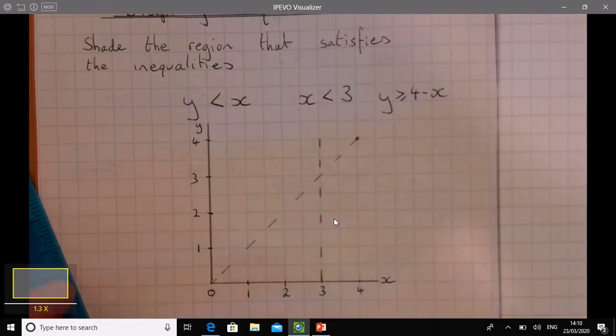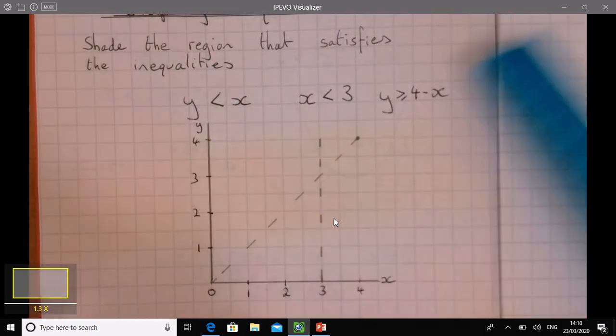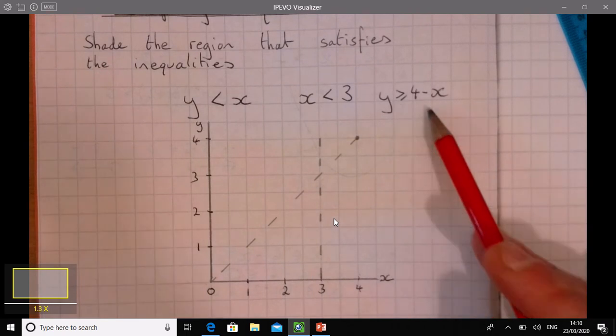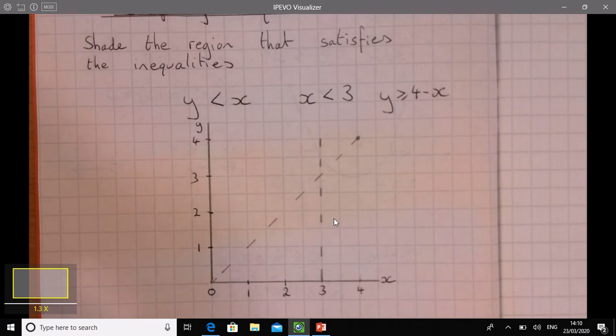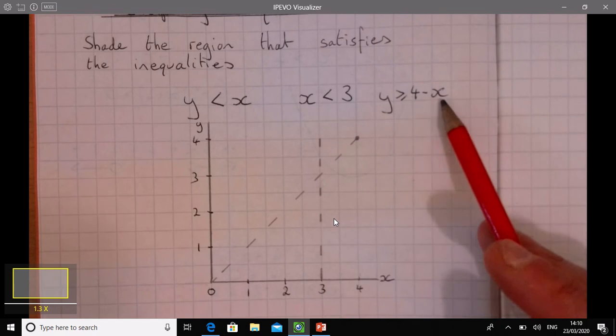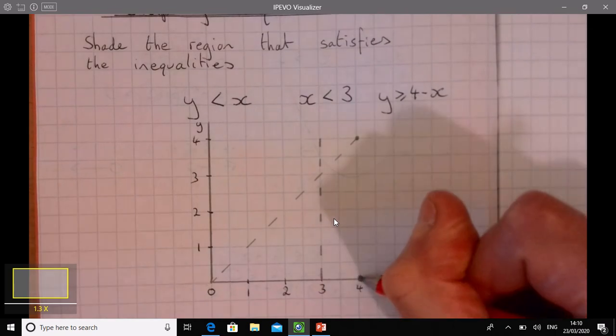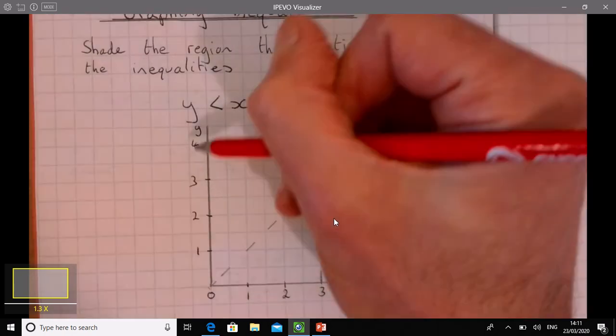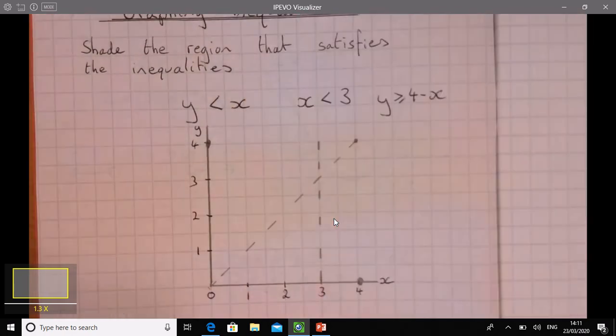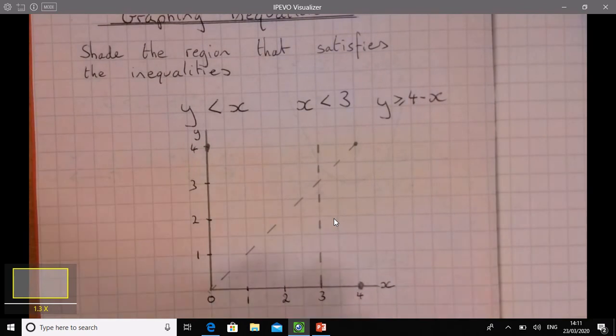Okay, and then the other one we're going to draw is that y has to be greater than or equal to 4 minus x. So again, we're going to draw the line y equals 4 minus x. If you're not too sure, just think about a few points on the line. So for instance, when x is 4, y would be 0, so it would go there. And when x is 0, y would be 4. Okay, there we go, we've got it. If you want to, go and work out some other points on the line.